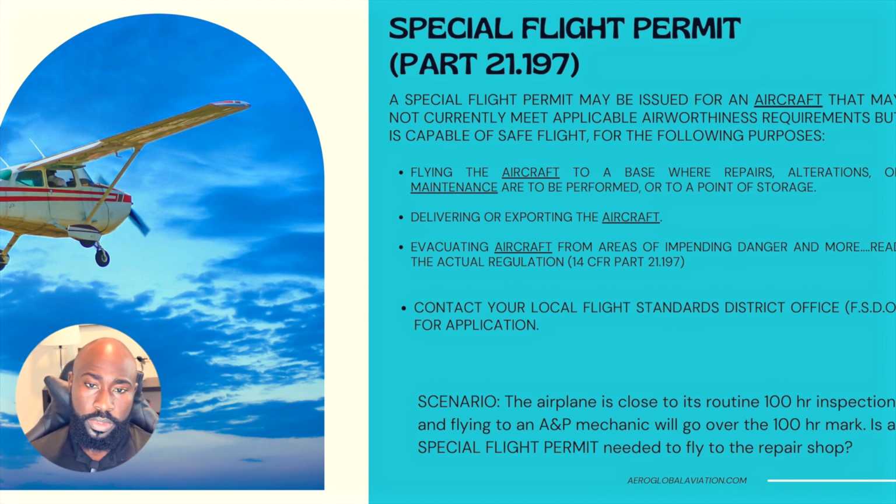We talked about the reasons for obtaining a special flight permit, but how do you obtain one? In order to actually obtain one, you need to contact your local Flight Standards District Office. It's called the FSDO. So you need to apply in order to obtain one.